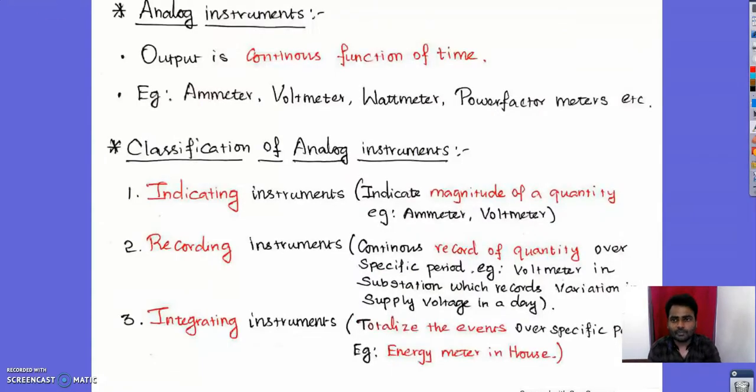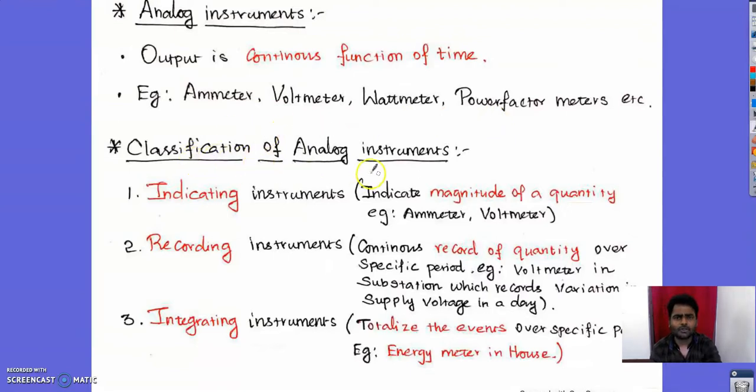The next topic in your syllabus is analog instruments. In an analog instrument, the output is a continuous function with respect to time. That signal is termed an analog signal, and the system or instrument which measures an analog signal is termed an analog instrument. Examples of analog instruments are the ammeter, voltmeter, wattmeter, power factor meter, etc.